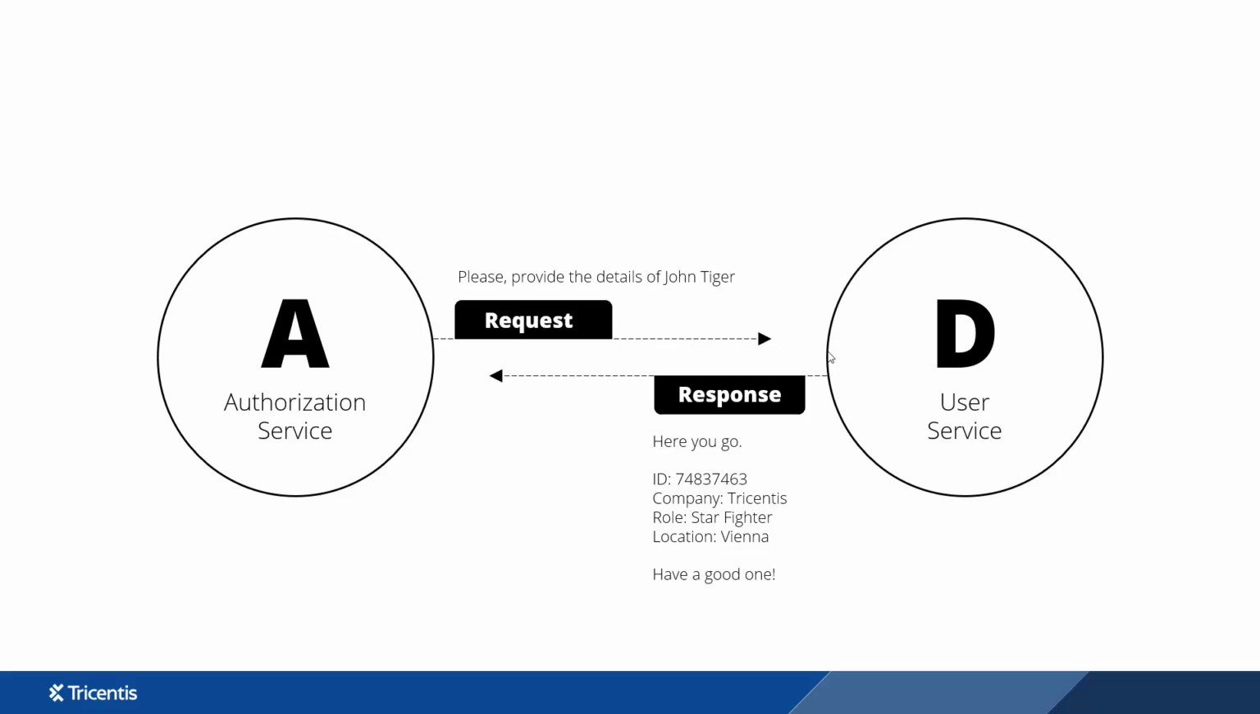So in everyday API interaction, you have two sides of the equation, typically. You'll have a consumer side, which is the authorization service, and then you'll have a producing side, which is the user service. The consumer consumes data from the producing API. In this case, the authorization service is saying, give me some details for this user. And then the service produces a response, and the authorization service consumes it.